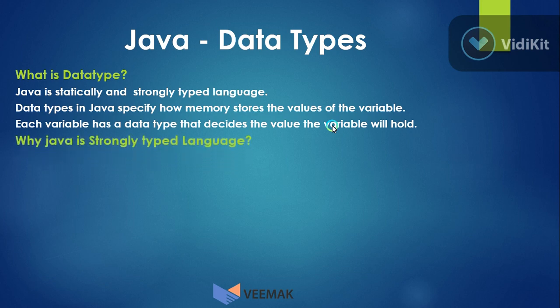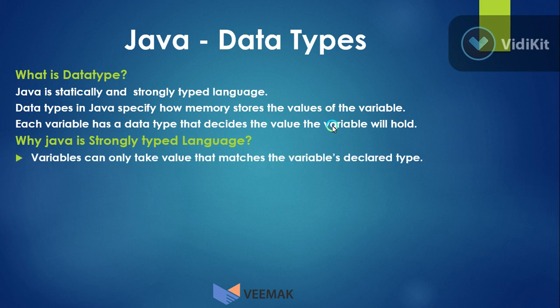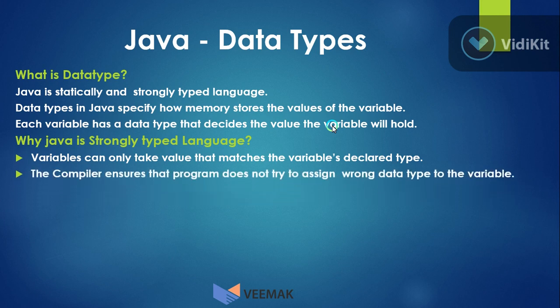Why is Java a strongly typed language? Variables can only take values that match the variable's declared type. The compiler ensures that the program does not try to assign a wrong data type to the variable. For example, roll number is a variable which holds the value 10.2. The data type is int. Definitely it shows an error because int can only hold whole numbers. This is a decimal number, so this is a wrong declaration.